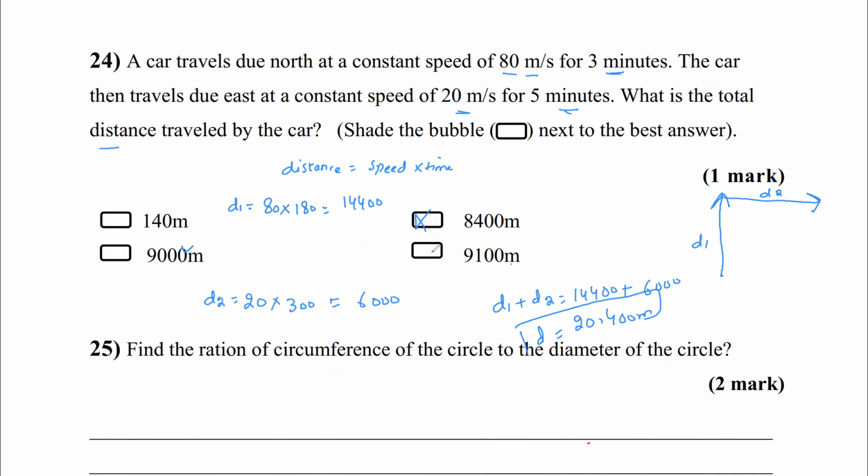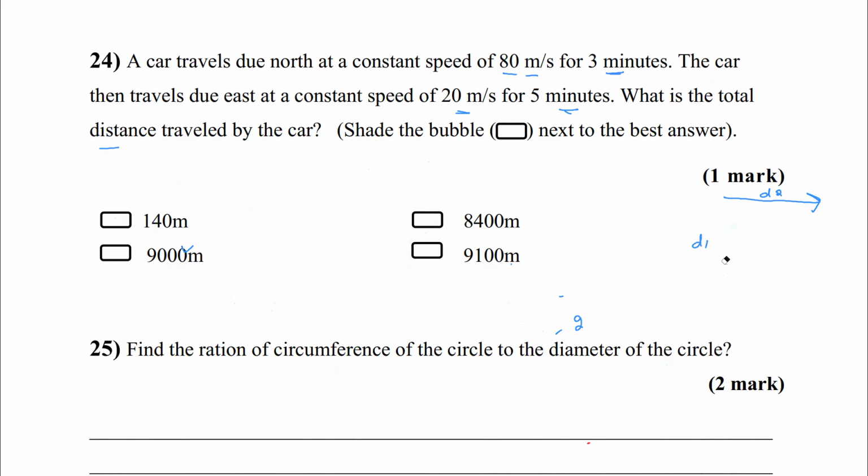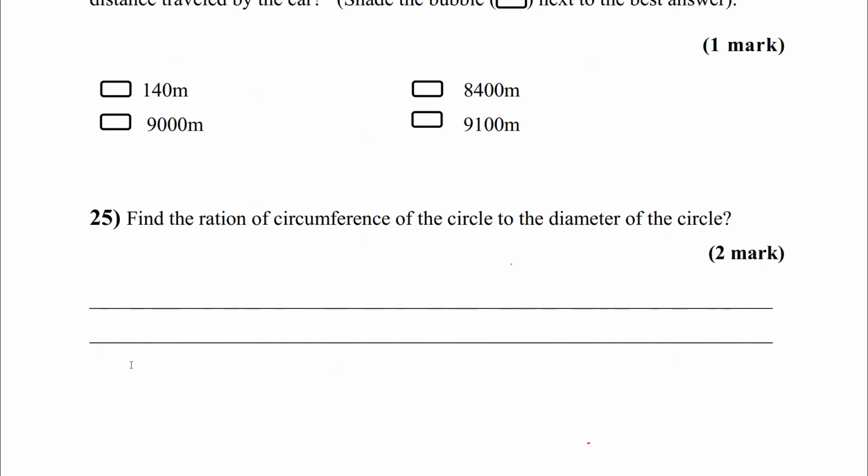Obviously this answer is not given in the options, but your answer is this one, 20,400 meter, because we have to find the distance. Now the last question is, find the ratio of circumference to the diameter of a circle. A very interesting question, and you have to know about it. So the question is circumference to diameter. Just solve this question and let's see what the answer is. Question number 25.